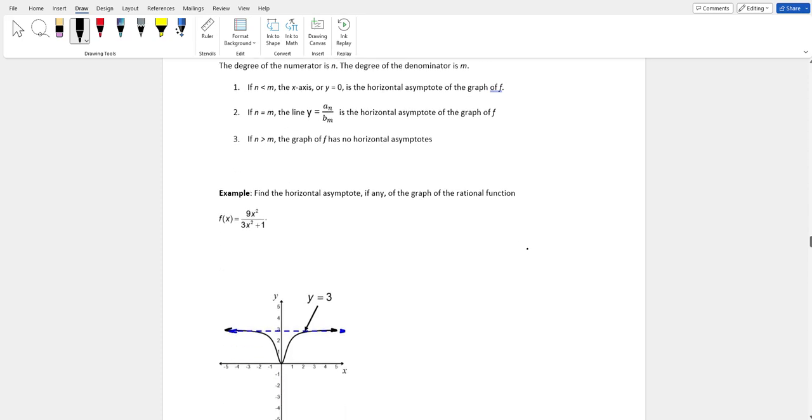So let's look at this first one. We have 9x squared over 3x squared plus 1. Here n is 2 and m is 2. I'm just looking at the highest exponents in the numerator and the denominator. Since they are equal, my horizontal asymptote will be the 9 over the 3. 9 over 3 reduces to 3. So y equal to 3 is your horizontal asymptote. So this is the graph. As you can see, I have a horizontal asymptote, the dotted line, which is y is equal to 3.